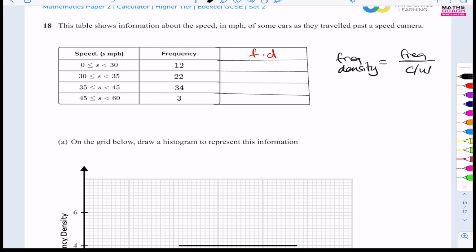Okay, so we're going to do 12. I'll do one of them divided by 30, and that gives us 0.4. Okay, I'll do one more actually. So that's going to be 22, the frequency divided by the class width, which is 5, and that gives us 4.4. Then we've got 34 divided by 10. 34 divided by 10 is 3.4, and then 3 divided by 15, that gives us 0.2.